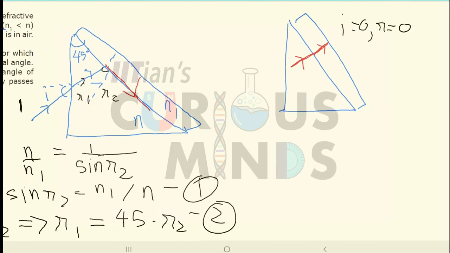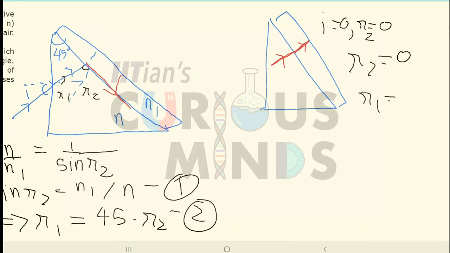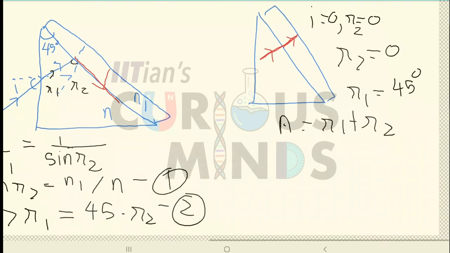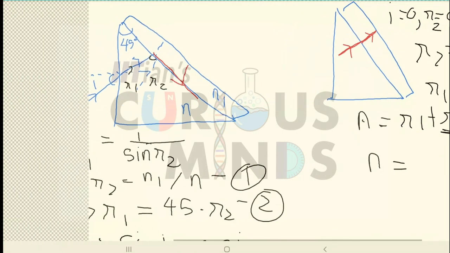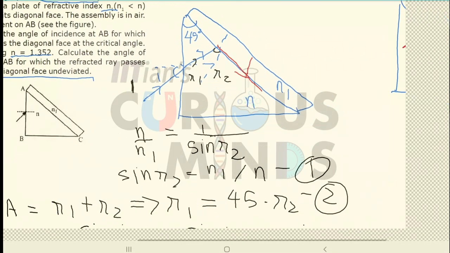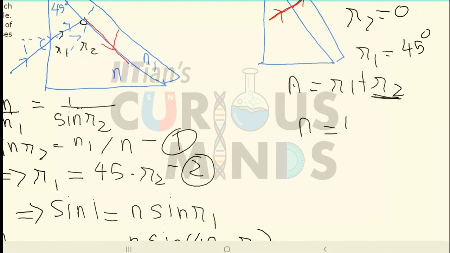So now this is the second refraction angle. So R2 will be equal to 0. So R1 will clearly come out to be 45 degrees, because A is equal to R1 plus R2. Now R2 is equal to 0, so R1 will come out to be A, which is equal to 45 degrees. Now the refractive index is given as 1.352.